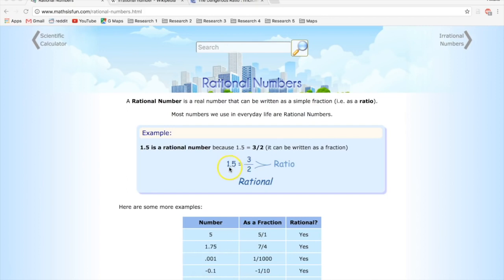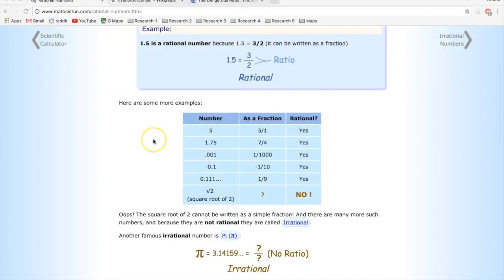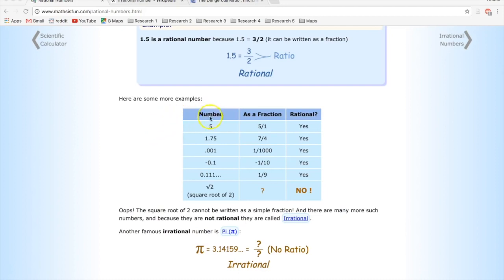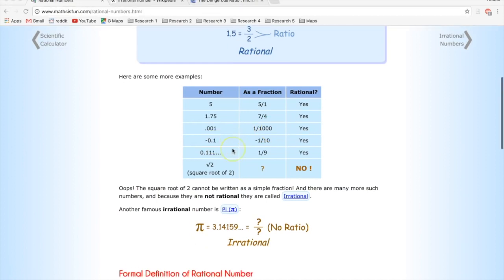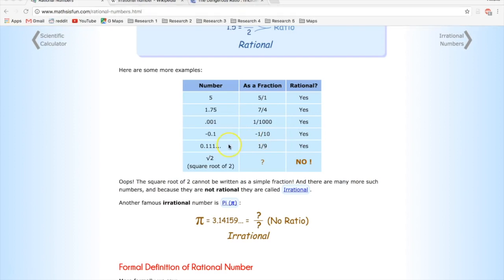We're going to find out in a little bit that this isn't actually 1.5. It's 1 1/2. It's another fraction or ratio. So it says here are some examples. 5 as a fraction. 5 over 1. Rational, yes. 1.75. Now we'll get into this, but it's 7/4. Yes. Here's a decimal. Becomes 1,000th. Yes. Here's a negative sign. We're going to be covering this. They say yes. We're going to say no.